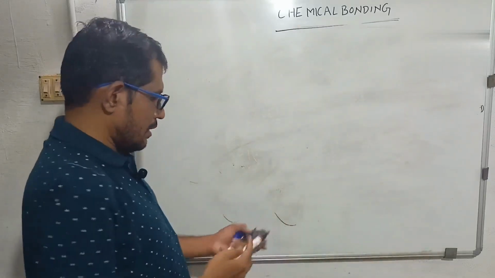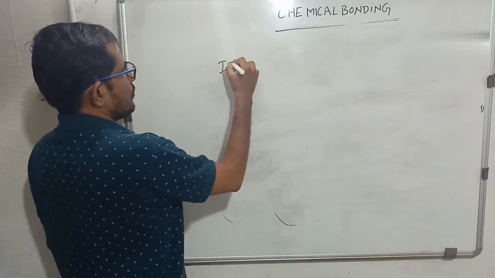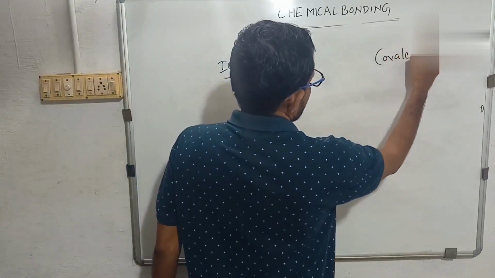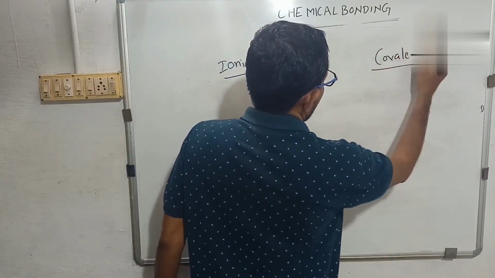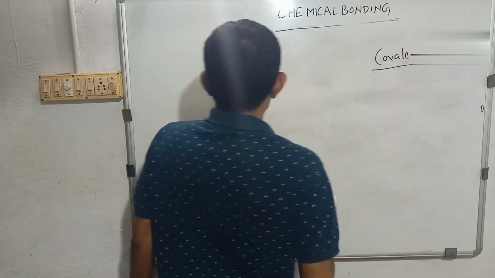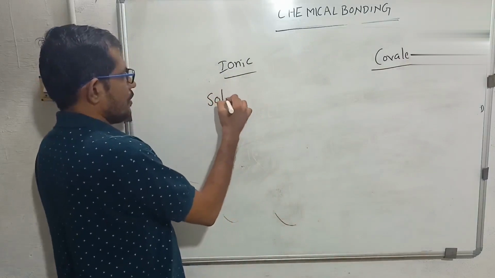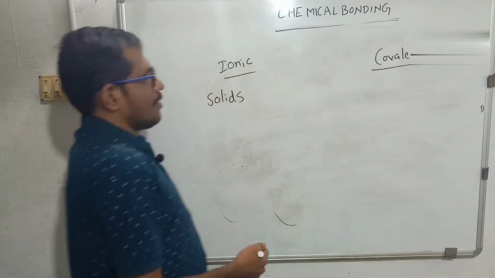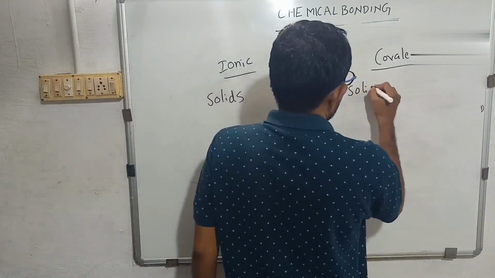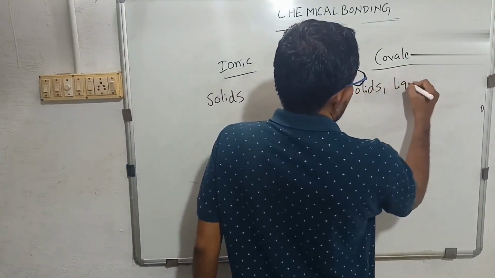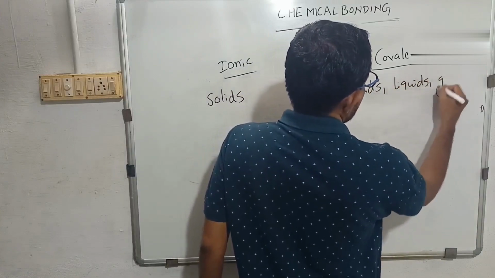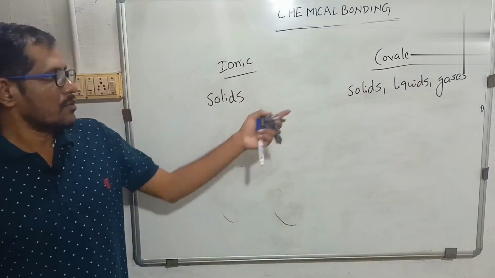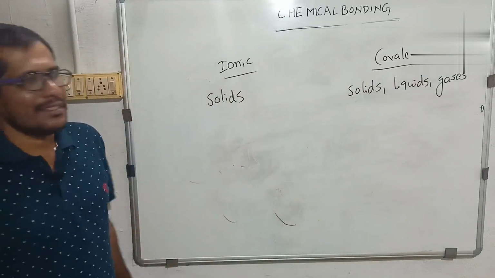So coming to the properties, comparatively I will explain. In this section I will take ionic, here I will take covalent. First, ionic compounds are generally solids. Covalent compounds may be solids, some are liquids, and some are gases also.